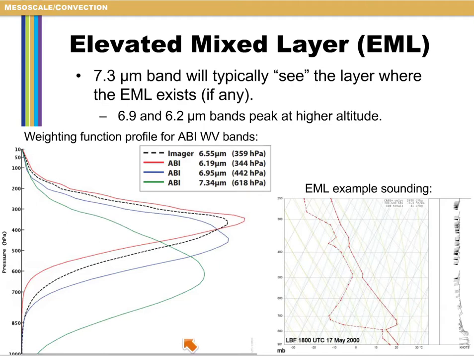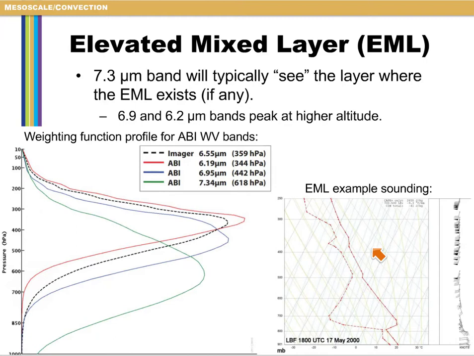On the lower left, we have a weighting function profile for the 3 water vapor bands on the GOES-R series, along with the old GOES Imager water vapor band, valid for clear sky conditions. The peak of the weighting function values at 7.3 microns exist within the EML, which means this band can be used to track it. The 6.2 and 6.9 micron bands peak at a higher altitude, typically too high to detect the EML. Later on, we'll also use the 7.3 micron band to identify cold fronts aloft for the same reasoning as identifying the EML.